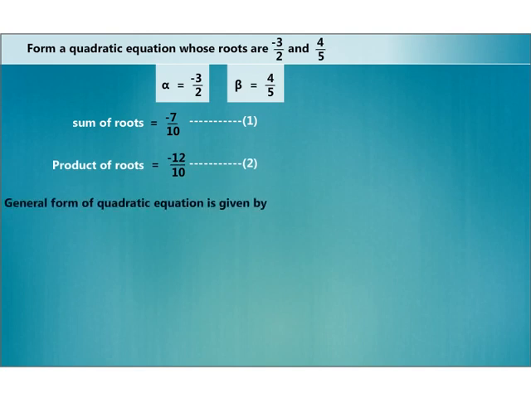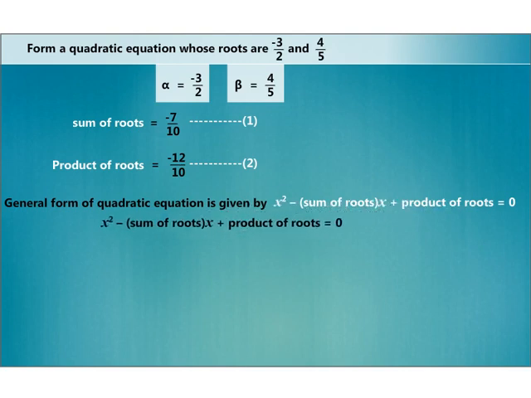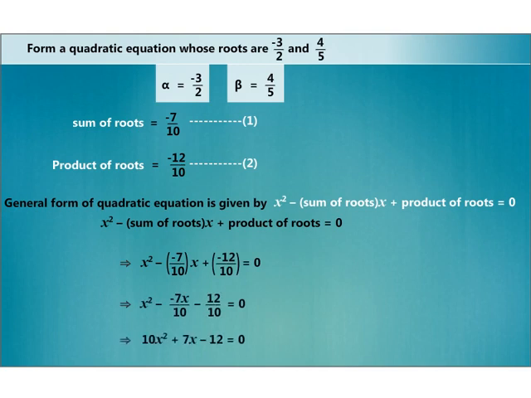We know that the general form of a quadratic equation when roots are given is x² - (sum of roots)x + product of roots = 0. So, the equation becomes x² - (-7/10)x + (-12/10) = 0. 10x² + 7x - 12 = 0.